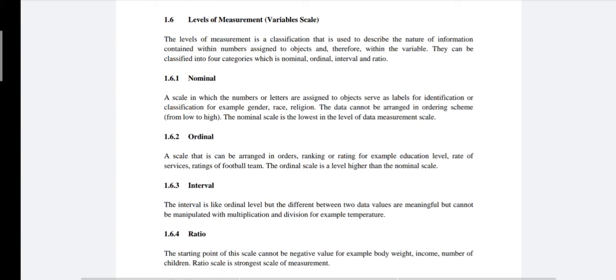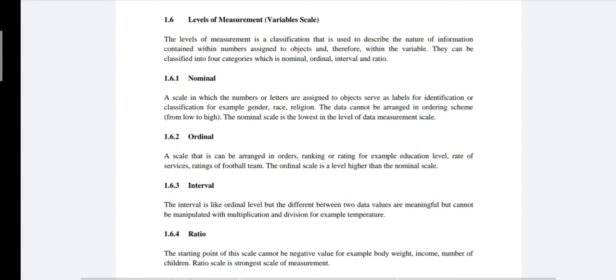Okay, interval and ratio yang kita biasa kita gunakan adalah interval dan ratio. Kalau nominal dan ordinal hanyalah kita boleh buat dalam bentuk graf sajalah. Kalau nak kira, nak calculate, the scale of measurement for the variable should be interval dan ratio. Okay, interval is like ordinal level, but the difference between the two data values are meaningful but cannot be manipulated with multiplication and division. For example is temperature.